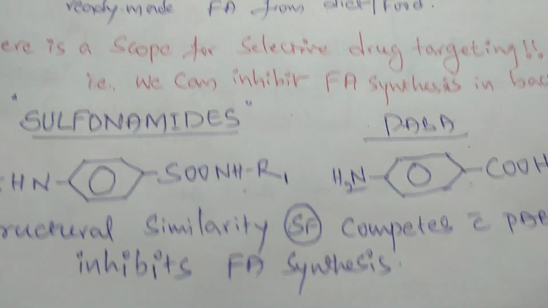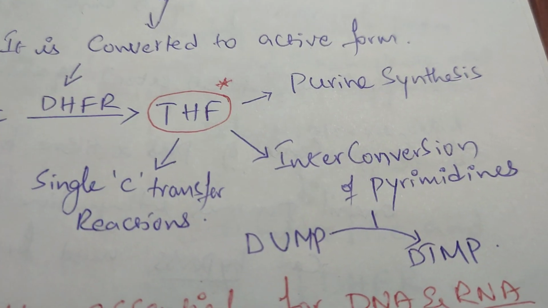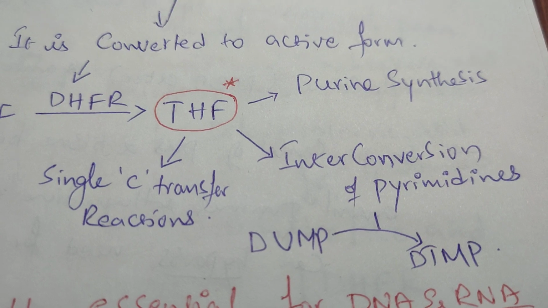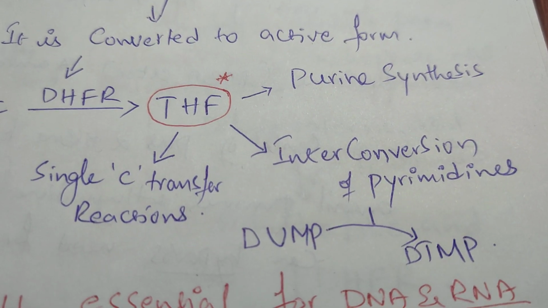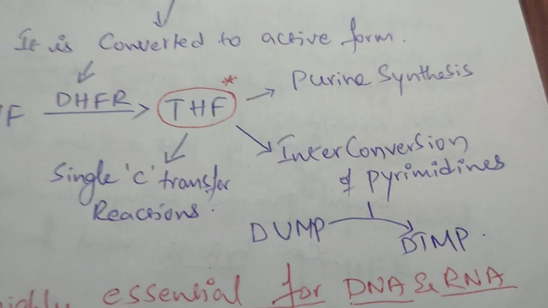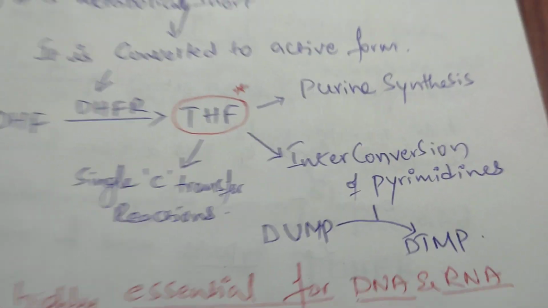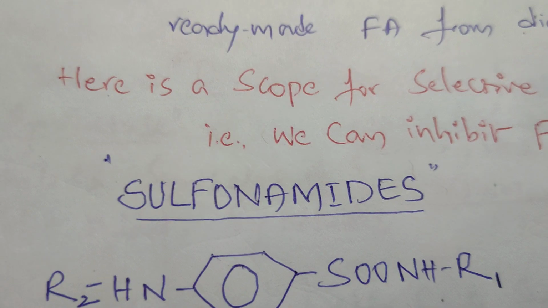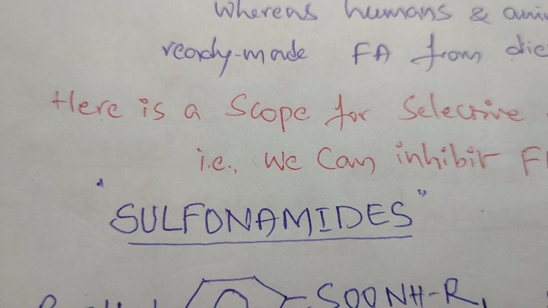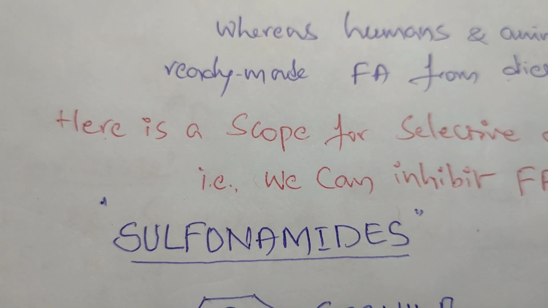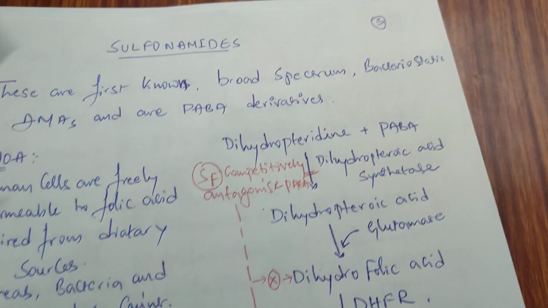When folic acid synthesis is stopped, automatically all the pathways which depend on it will be affected, or inhibited. When they are inhibited, bacteria stop growing. So it inhibits the growth and multiplication of bacteria. This is an important class of bacteriostatic agents, so let us try to concentrate. Now, let us go for sulfonamides.